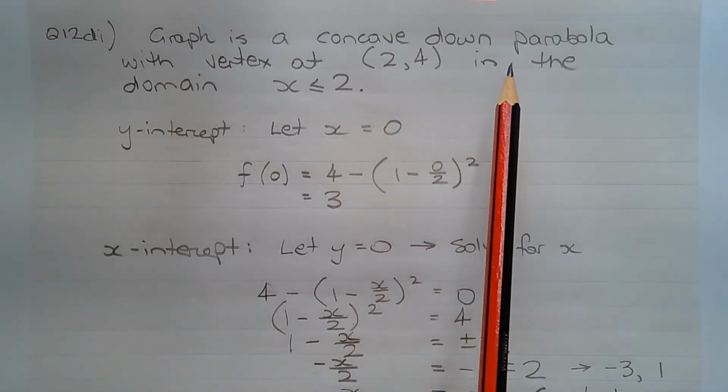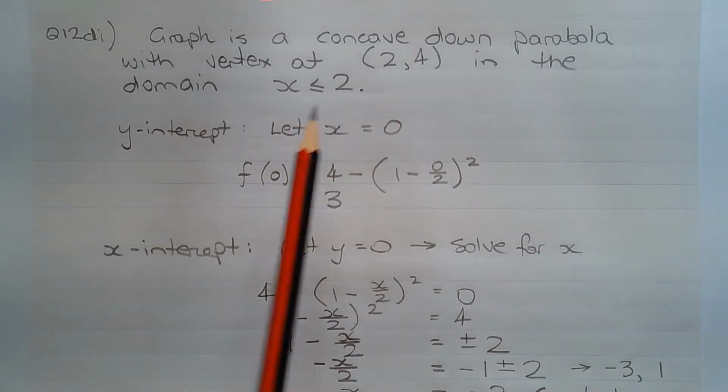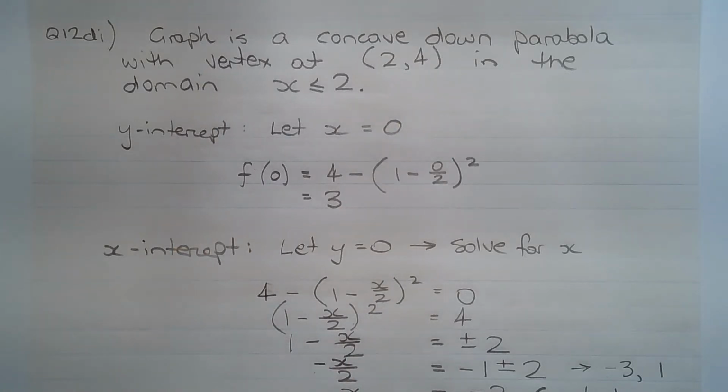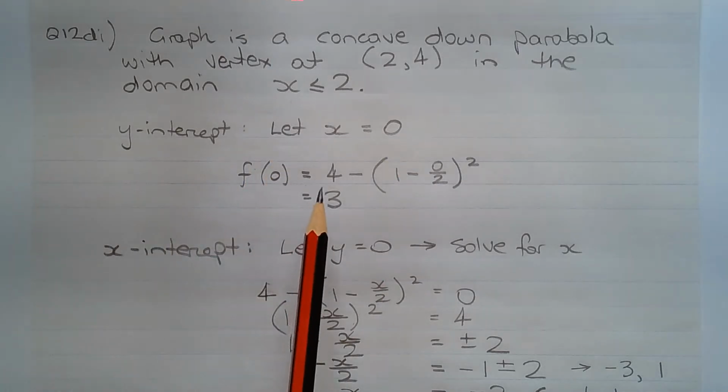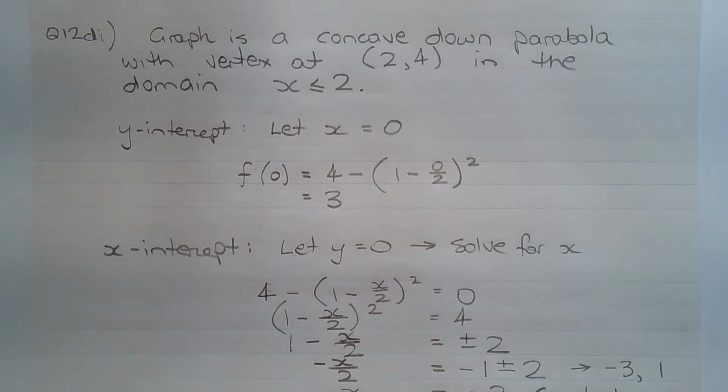The graph is a concave down parabola with vertex at (2, 4) in the domain x ≤ 2. Now the vertex can be read directly since the function is in completed square form. To find the y-intercept, we let x = 0. So f(0) = 4 − ((1 − 0)/2)², and that equals 3.